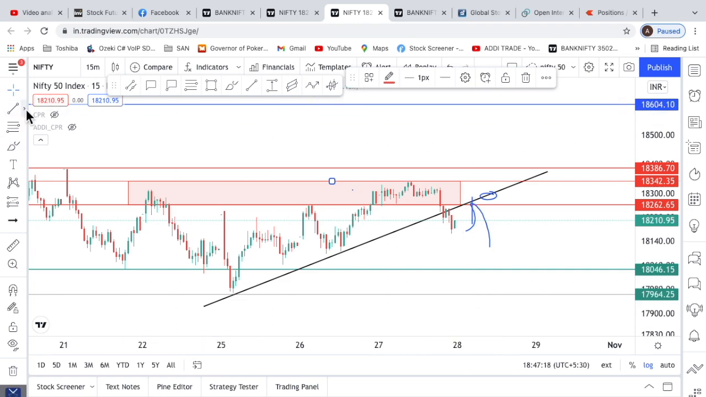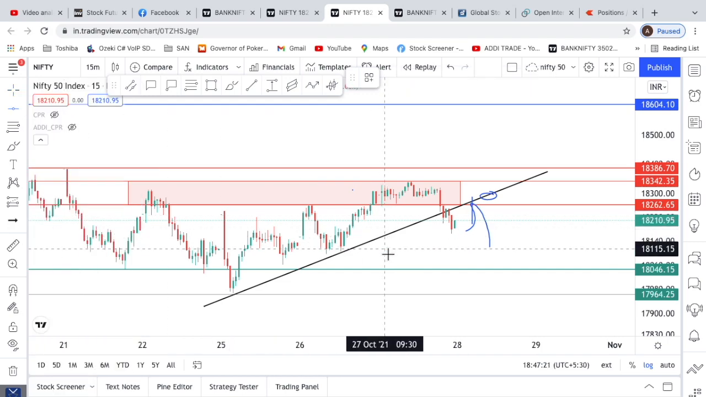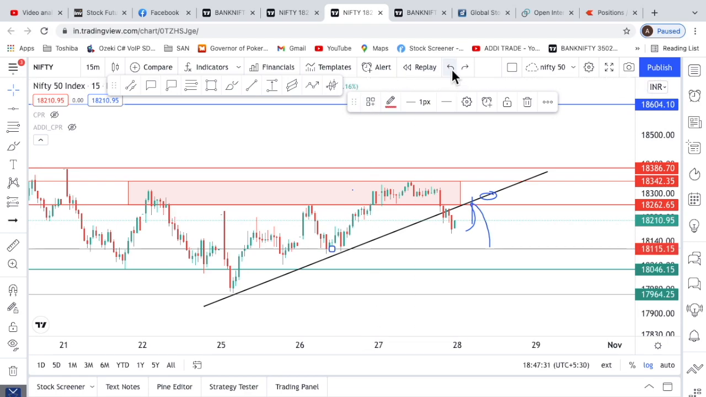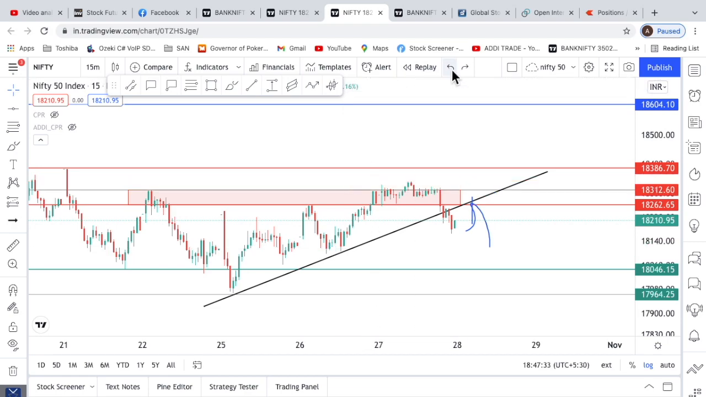I'll be adding one more line here for a support at about 18,100. So this is my plan for Nifty and Banknifty. Let's see how it goes and what happens tomorrow.